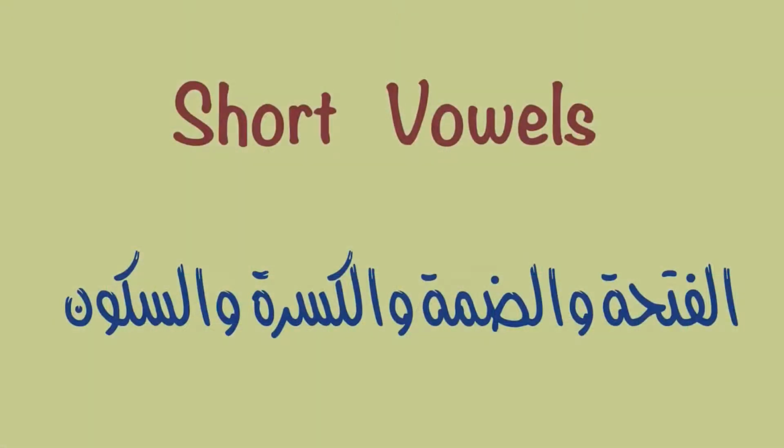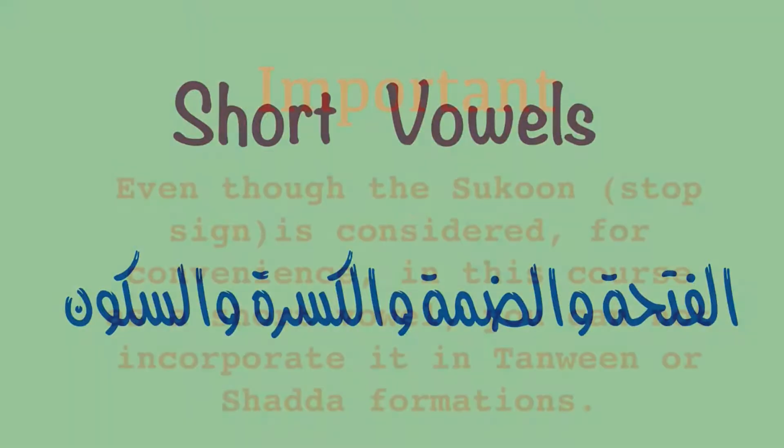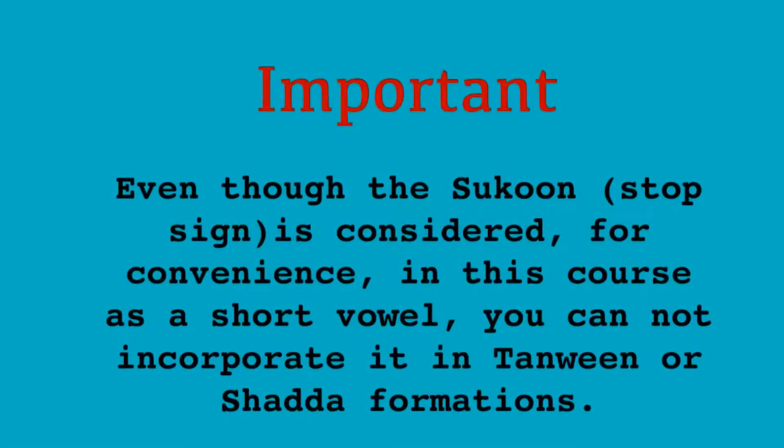In the next session, we'll be covering the short vowels: fatha, dhamma, kasra, and sukoon. It is important to remind you that even though the sukoon or the stop sign is considered for convenience in this course as a short vowel, you cannot incorporate the sukoon in tanween or shadda formations. Please remember that.